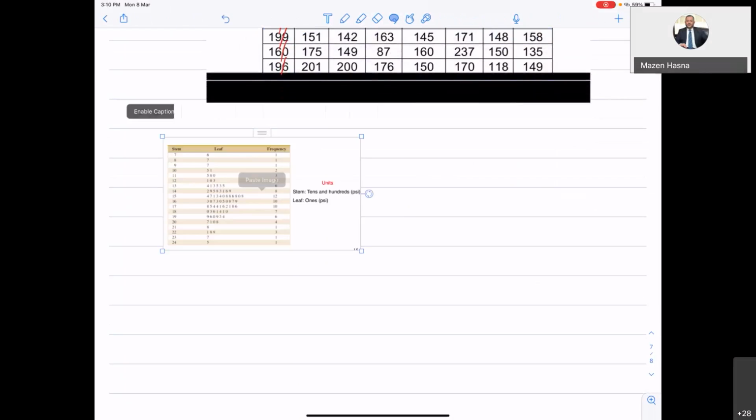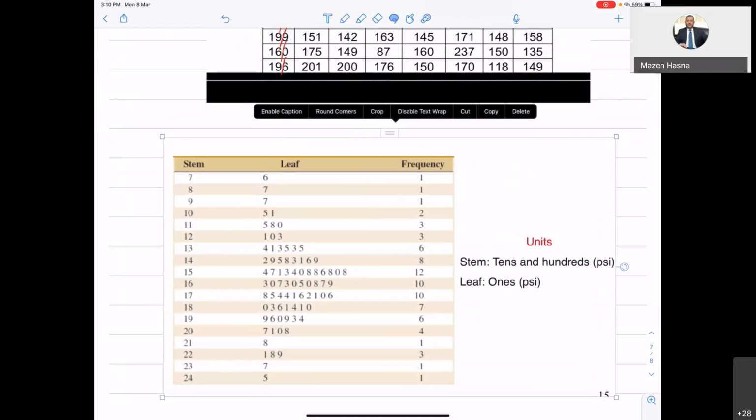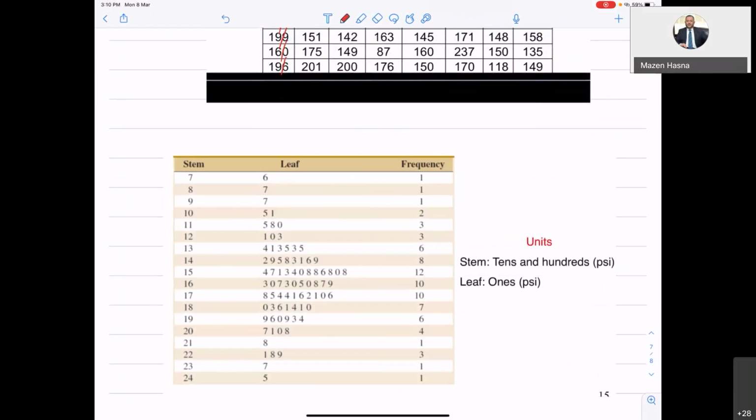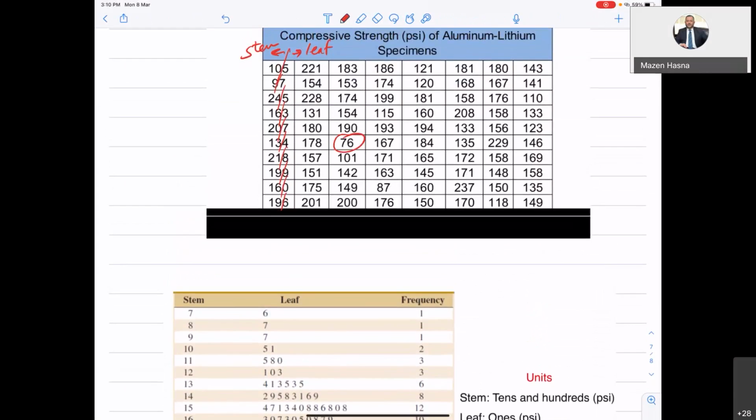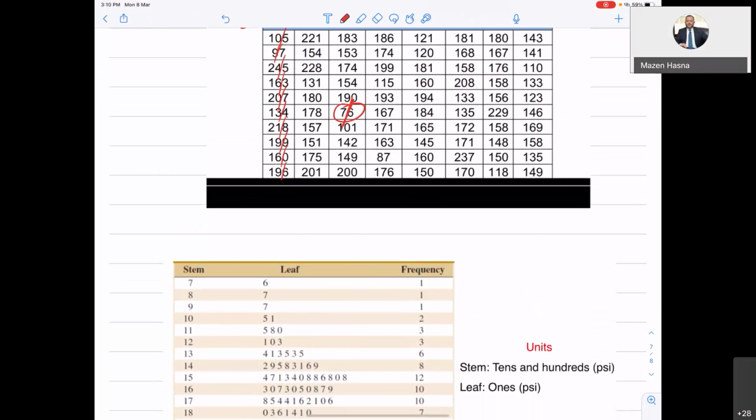So this is an example from your book. For example, number 76. Where is 76? This is 76. You split it into two parts: 7 is the stem, 6 is the leaf. And then 87, we have 87, should be somewhere. We don't see it. We have 97. 87, yeah, see. Okay, so 87, you write it here, and then 97.